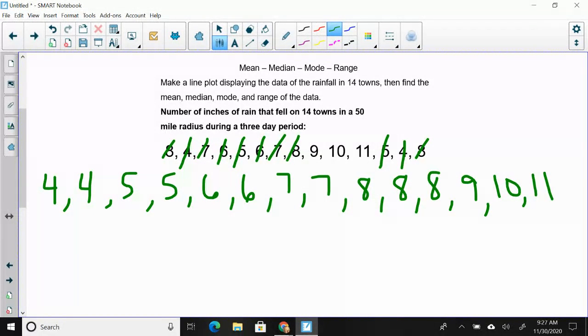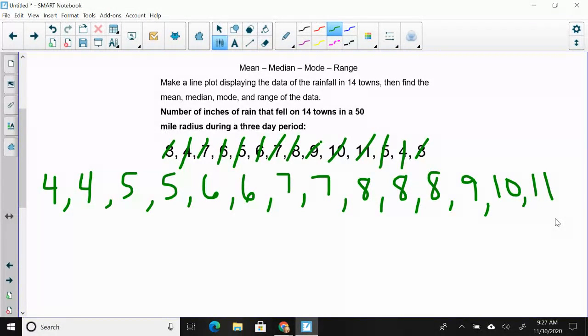And what I like to do is double check to make sure I have all of my numbers in my set. So I had 14 towns in this data collection, and so I should have 14 numbers in my number set. So 1, 2, 3, 4, 5, 6, 7, 8, 9, 10, 11, 12, 13, 14. Okay, so I've got all 14 numbers there. And I am going to make a line plot.